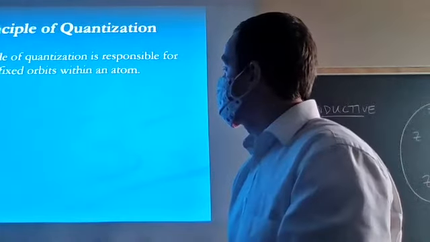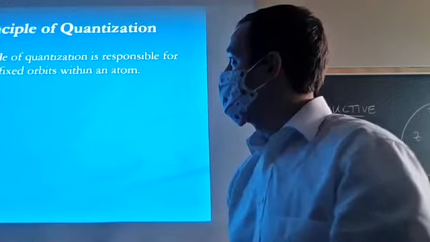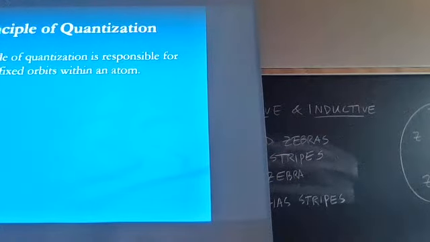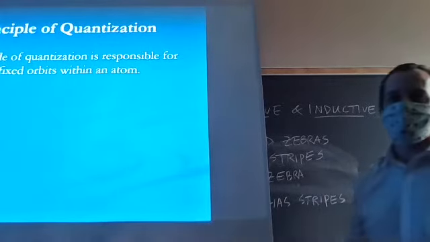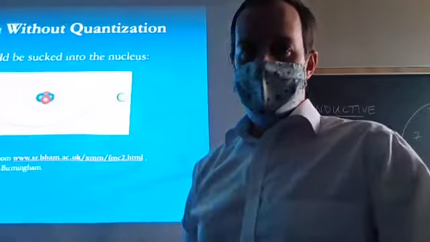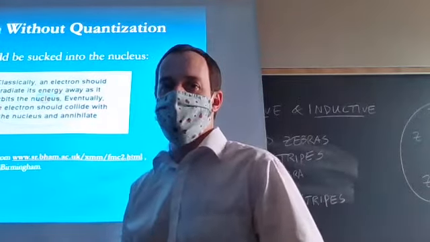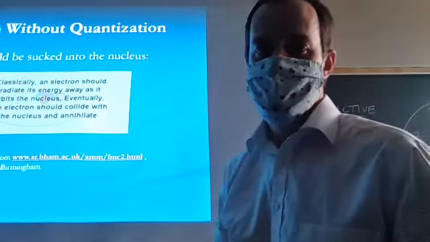Okay, the principle of quantization. The principle of quantization is responsible for there being fixed orbits within an atom. Without going too far into the details, supposing this is a nucleus here, and the electrons orbit in various different orbitals. Why don't the electrons fall into the nucleus if the electromagnetic force is attracting them to the protons in the nucleus?